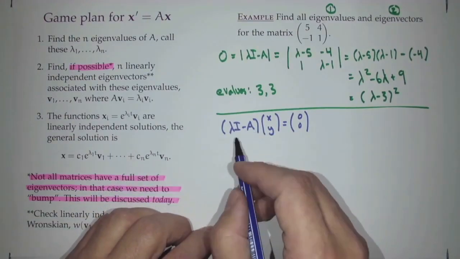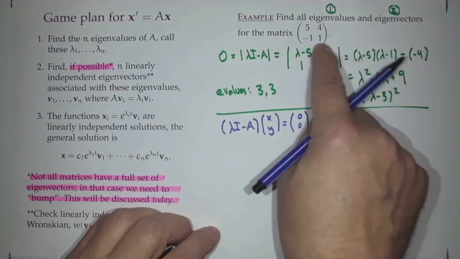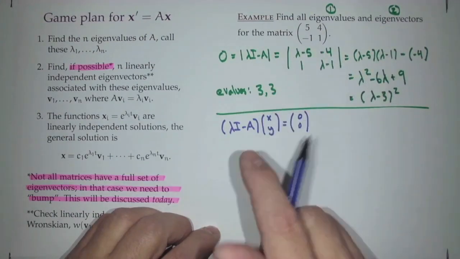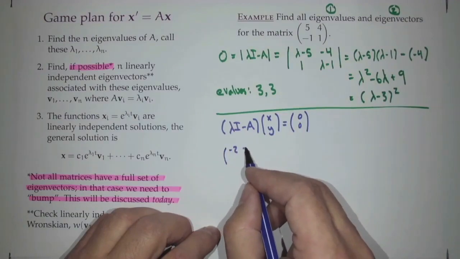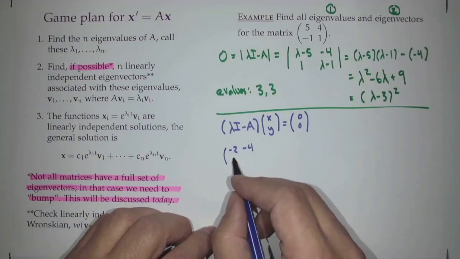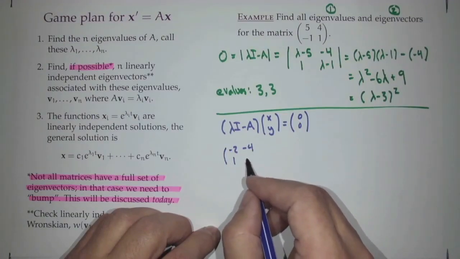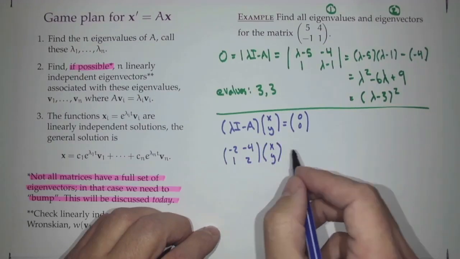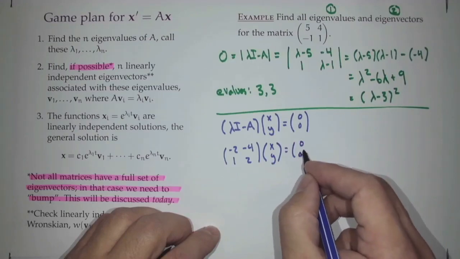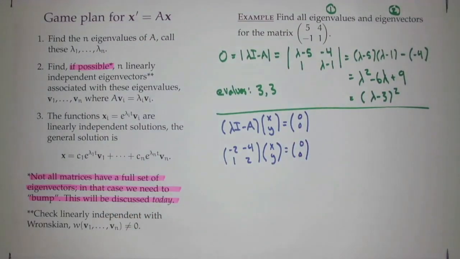So we actually know what lambda I minus A looks like. It's come up here, but now put lambda as 3. So we're really saying minus 2, minus 4, and 1, 2 times (x, y) needs to be (0, 0). All right. So what do we have here?